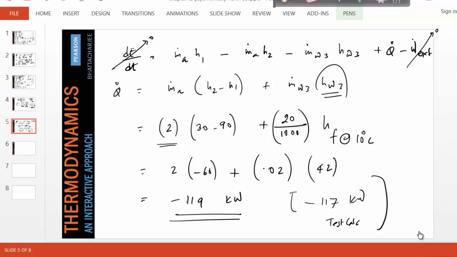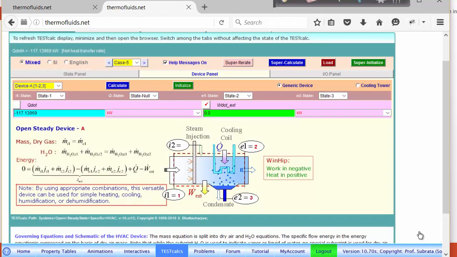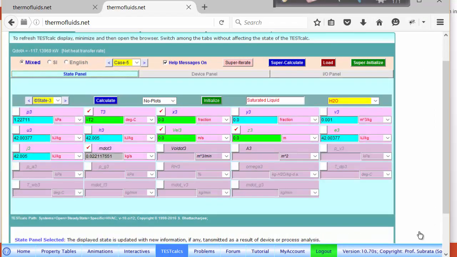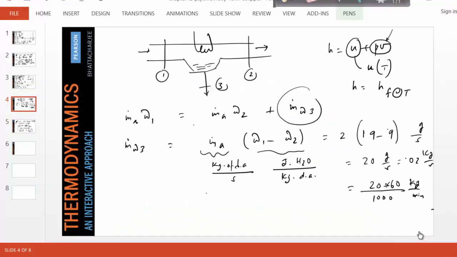And what is the rate of flow of water coming out, liquid water? That should be part of state 3, 0.022 kg per second. Again, that's pretty close to, in gram per second, it is 22 gram per second. And what we got was 20 gram per second. And so the TESTcalcs answer, I would say 22 gram per second is from TESTcalcs.